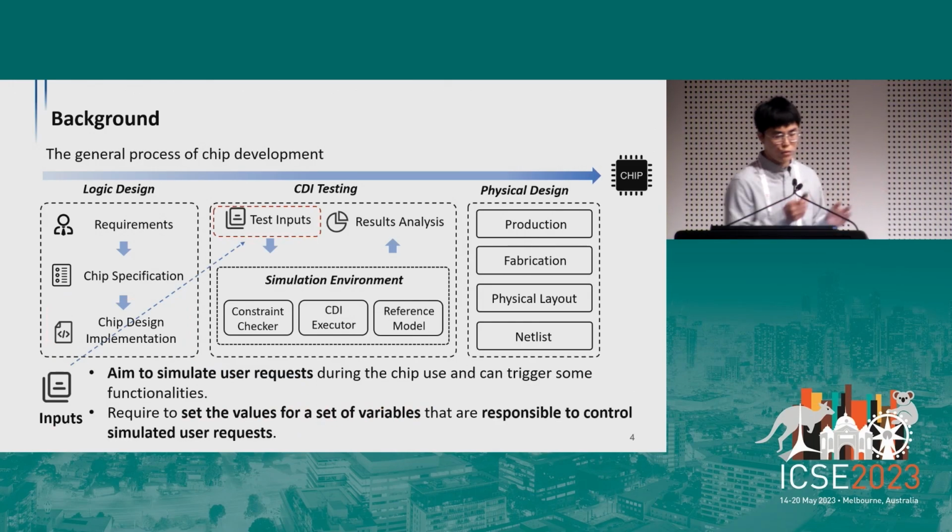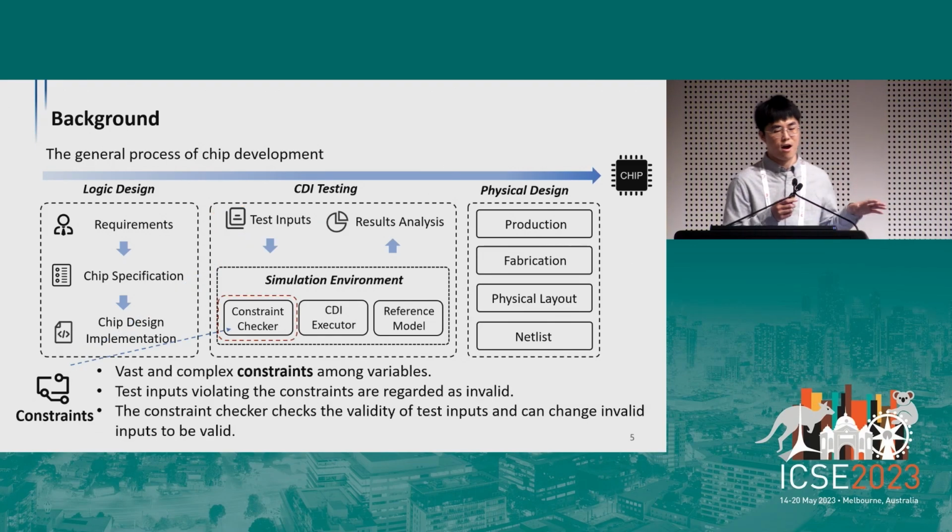Here, the inputs of CDI aim to simulate user requests during the chip use and can trigger some functionalities. The inputs require setting the values for a set of variables, and the variables are responsible for controlling simulated user requests. There are also constraints among the variables, and if an input violates the constraints, it will be changed by the constraint checker in the simulation environment.